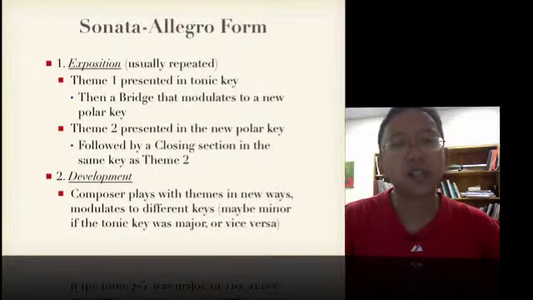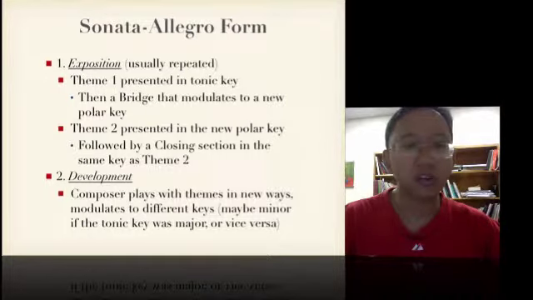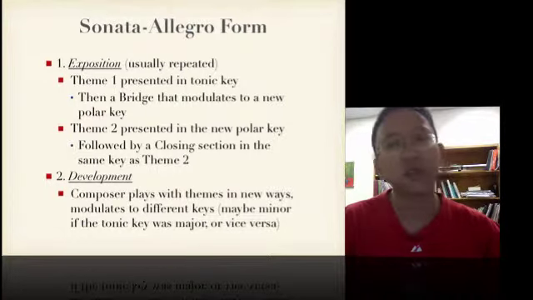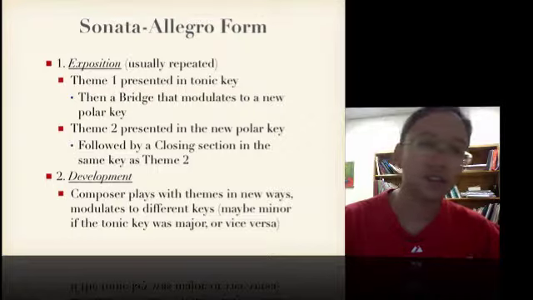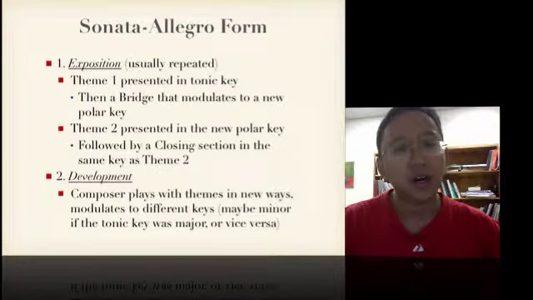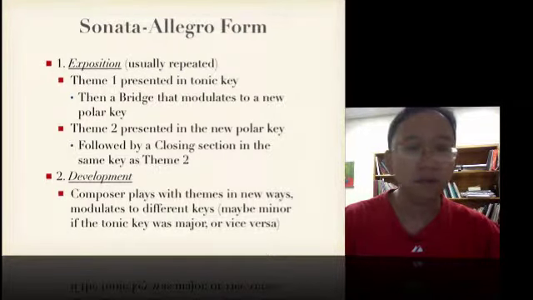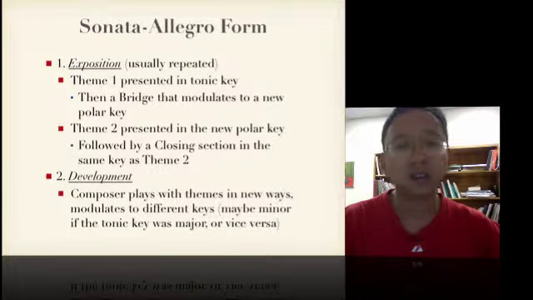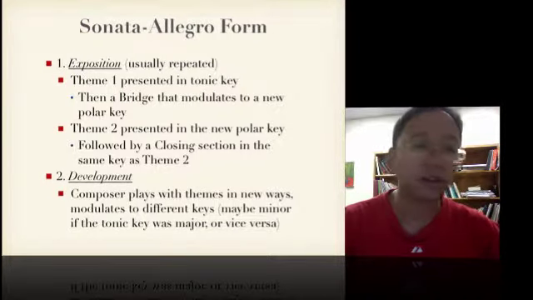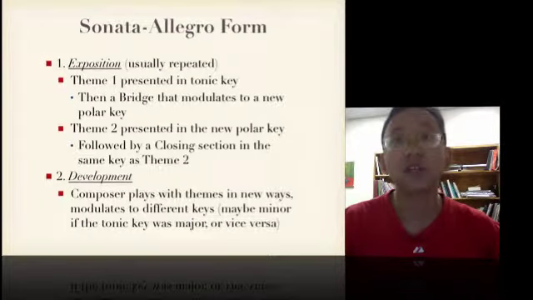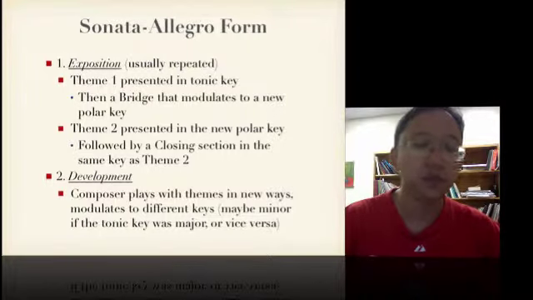The first main section in sonata form, or sonata allegro form, is the exposition. This is where the theme is presented in a tonic key such as C major, and this bridge then modulates to a new polar key, something that sounds a little bit different, and this second theme is presented. So we have two different melodies or thematic materials that are opposing one another, followed by a closing section in the same key as theme 2.